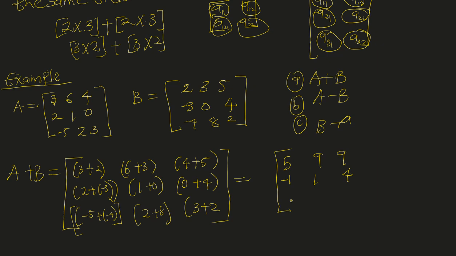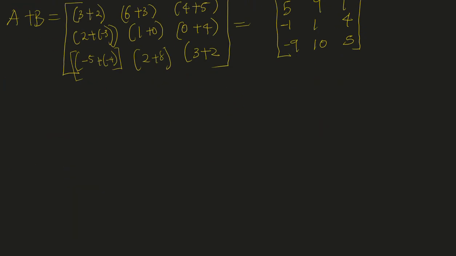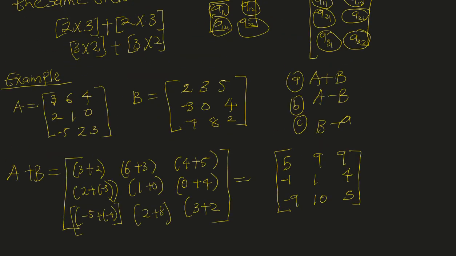Minus 5 minus 4. What's going to be my answer? That is minus 9. Okay. And this is what? 10. And I have 5. So this is going to be my A plus B. This is going to be the value for my A plus B. Can you see that now?